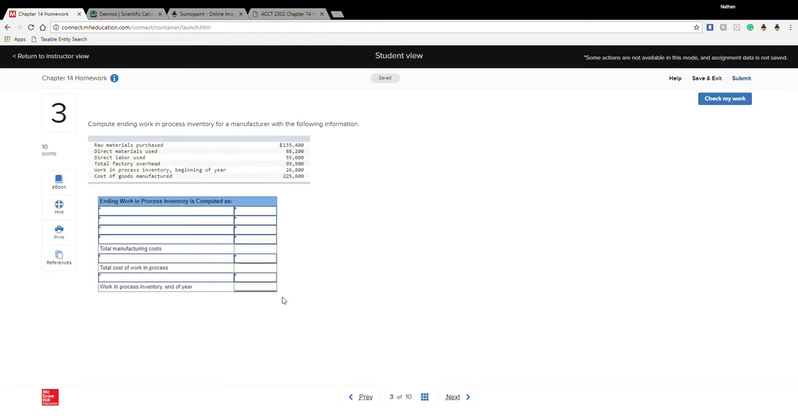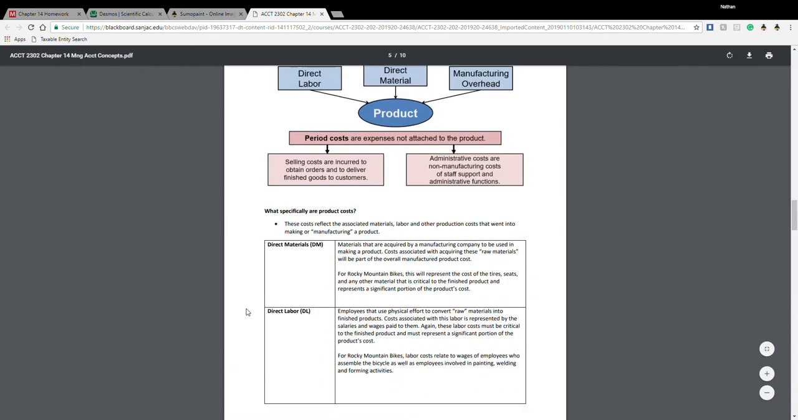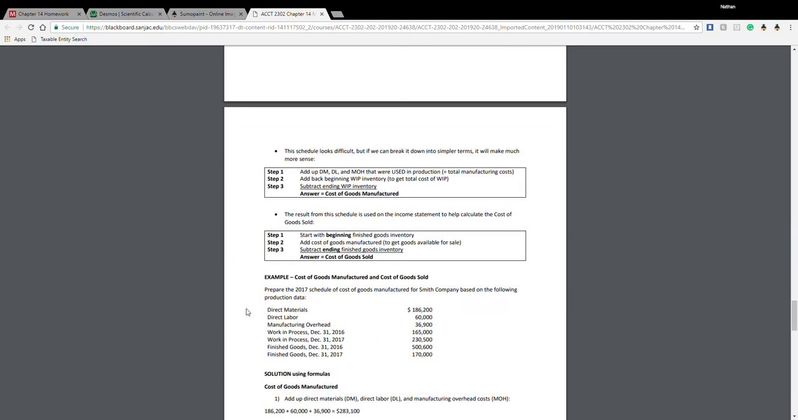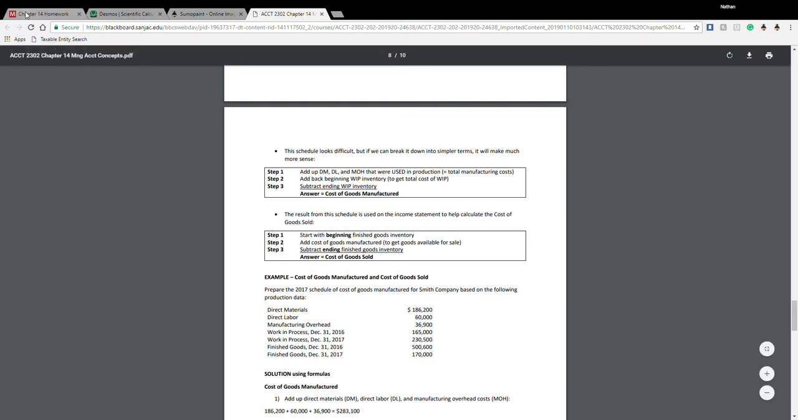So now we're moving into more of the math base, actually knowing what goes into cost of manufacturer, computing work in progress, or WIP, and other items. So again, we can always check our notes and go right to the math sections. Right here, here's cost of goods manufactured, here's cost of goods sold, and we can look right here for anything that we need to create our answers.